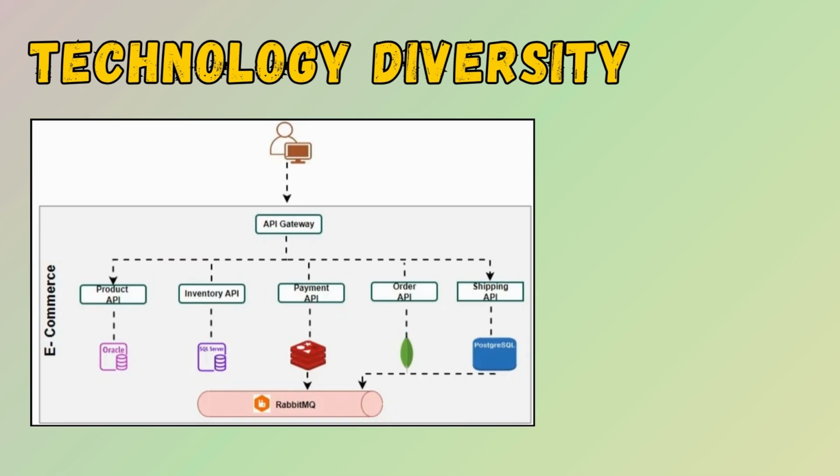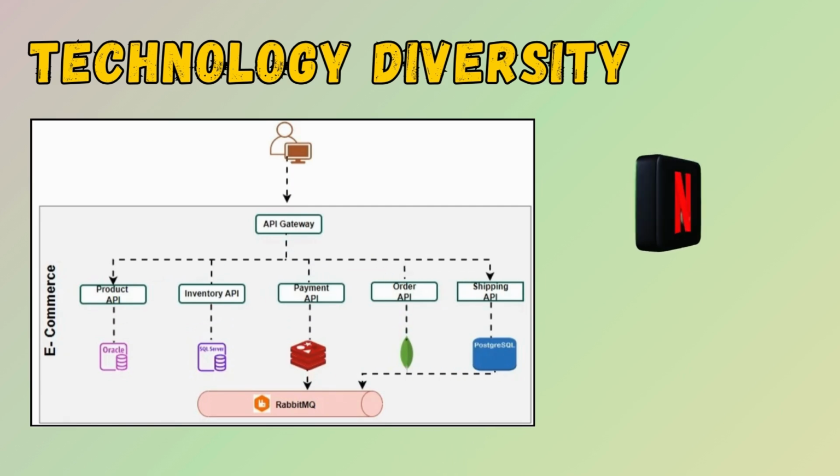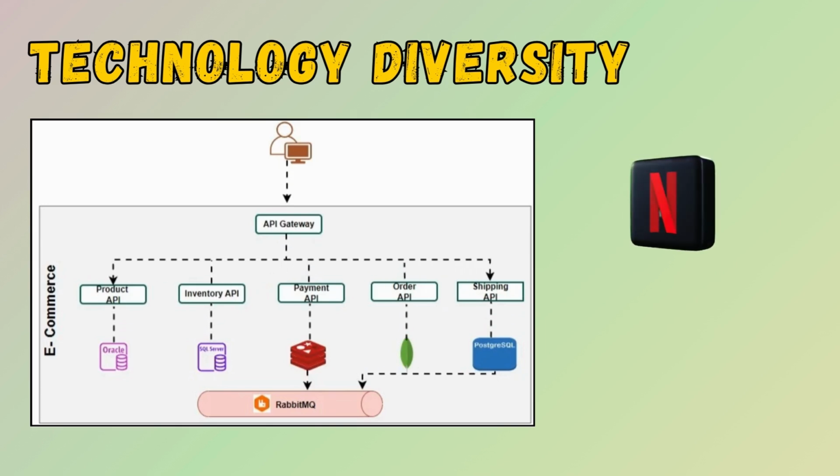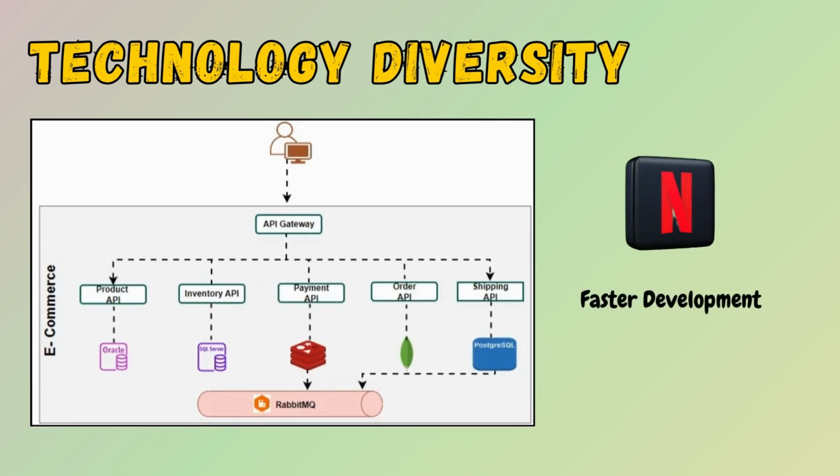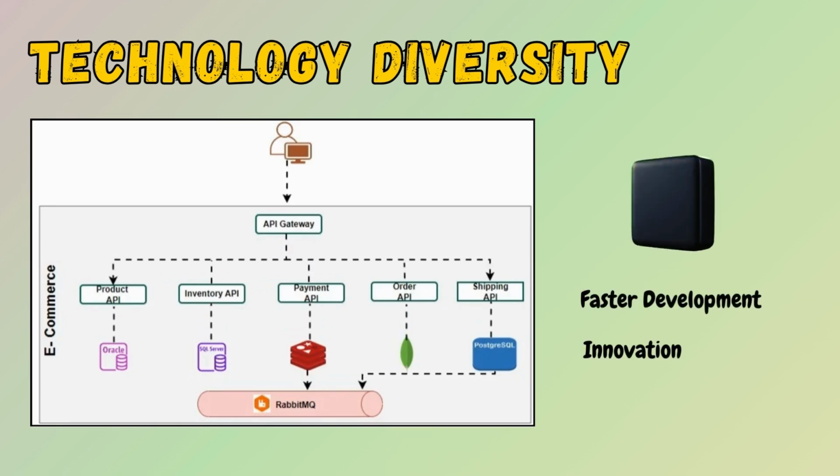Microservices architecture encourages technology diversity by allowing teams to choose the most appropriate technologies for each service. For example, Netflix leverages microservices to power its streaming platform. Different teams can use the technologies best suited to their service's requirements, leading to faster development cycles and continuous innovation.